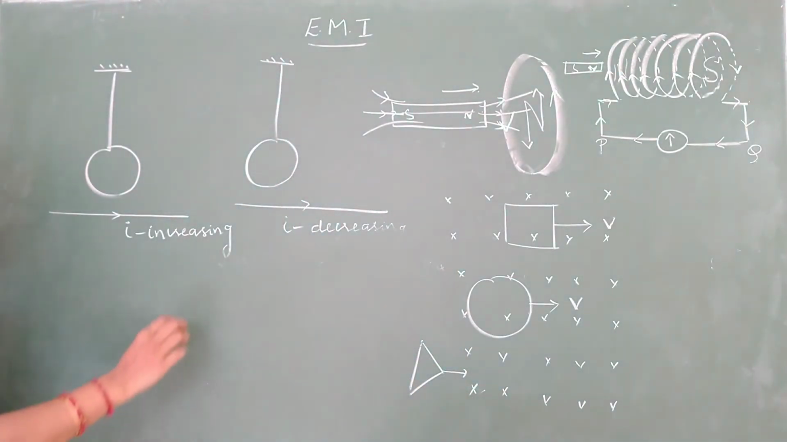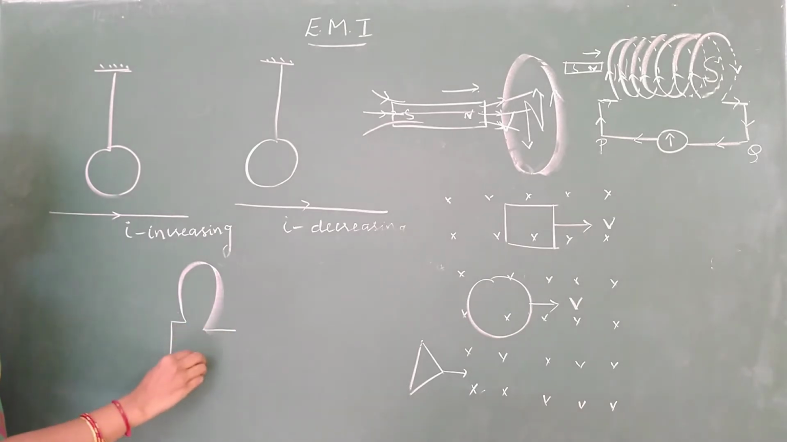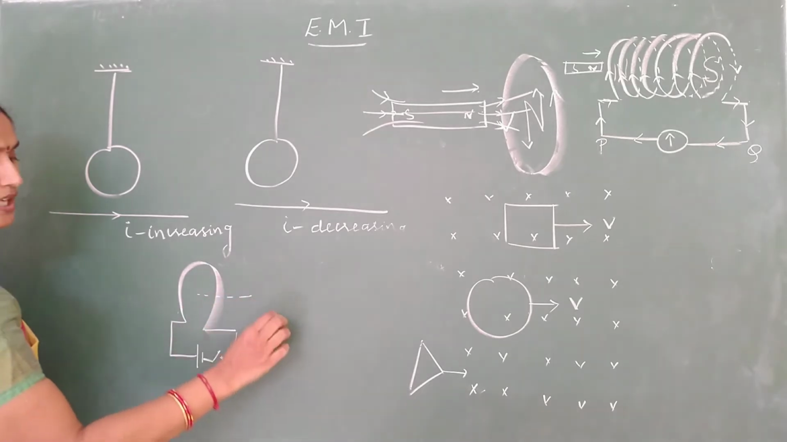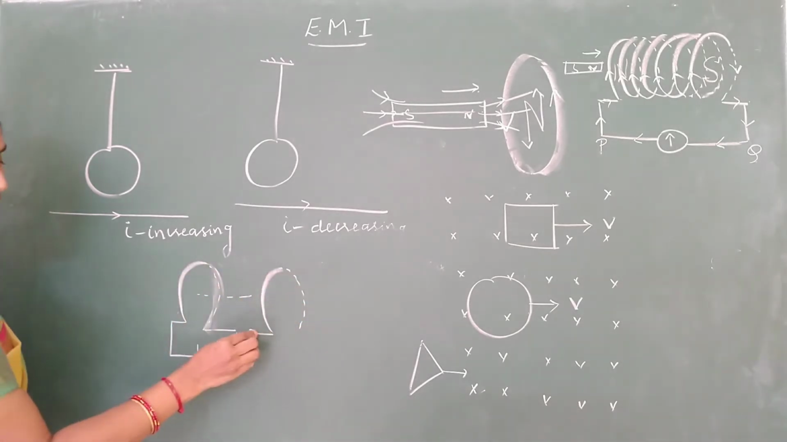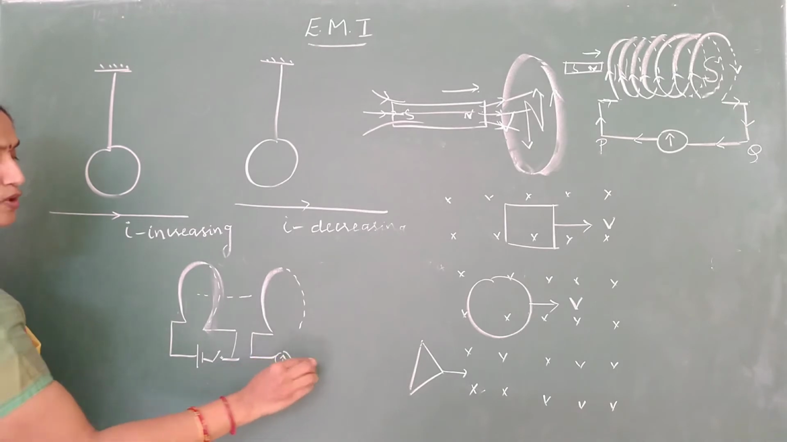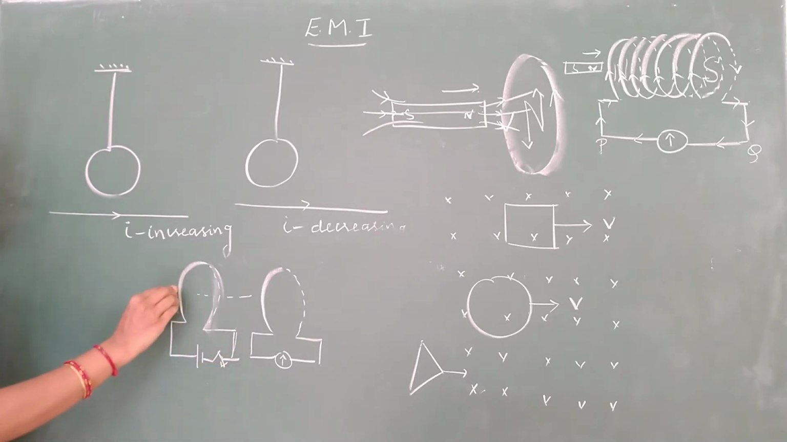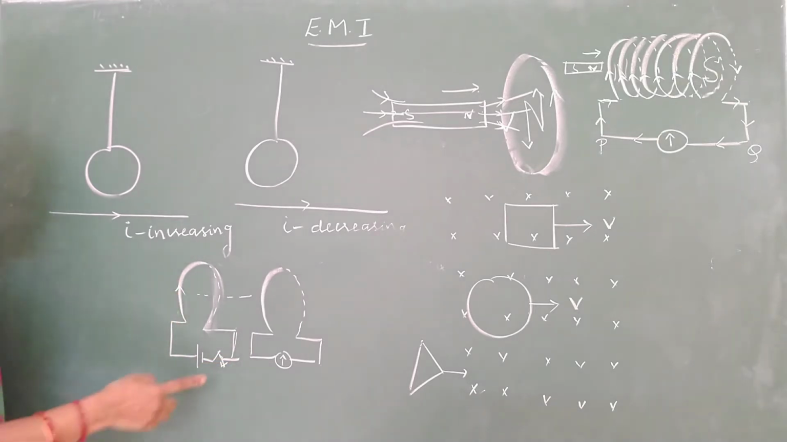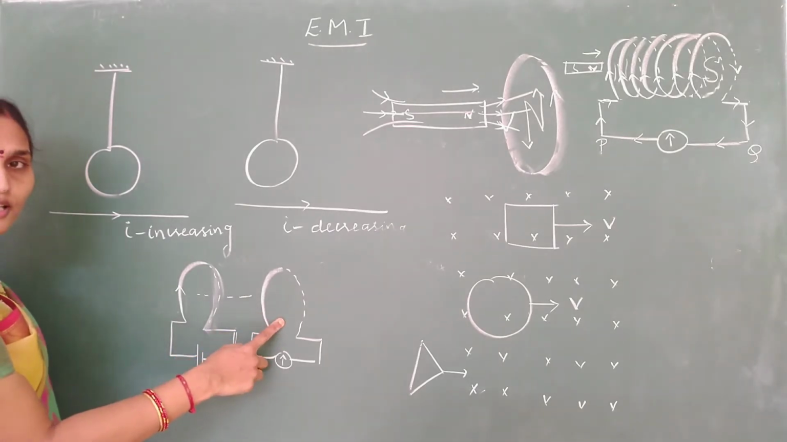Two coils may be given. So this is one coil which is connected to a battery and a key. Along the same axis, I have connected one galvanometer. Find the direction. First the key is closed. Will there be current in the primary coil? If the key is open, what is the direction of induced current in the second coil?